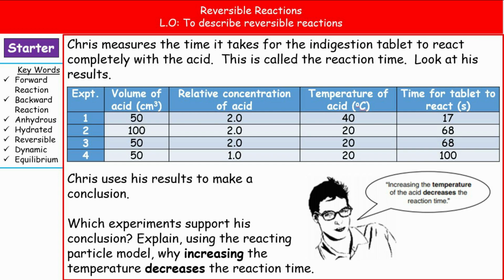One of the key ways that people throw away marks on the 6-mark question is they only answer half of it. So what we can see here is there are two parts to the question. The first one, which experiments support the conclusion, and the second part is to explain using the reacting particle model why.